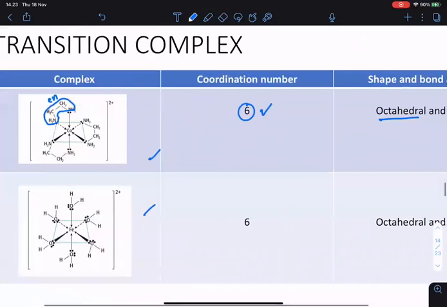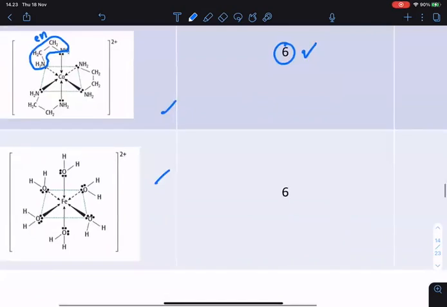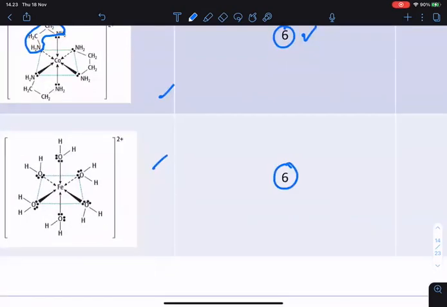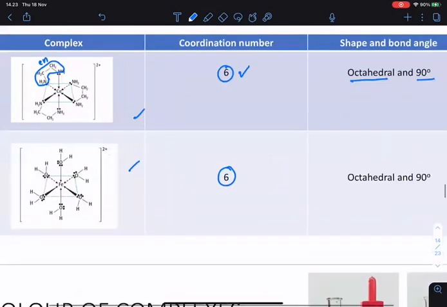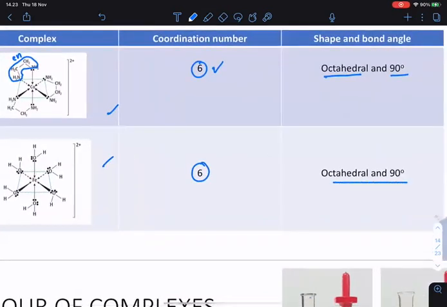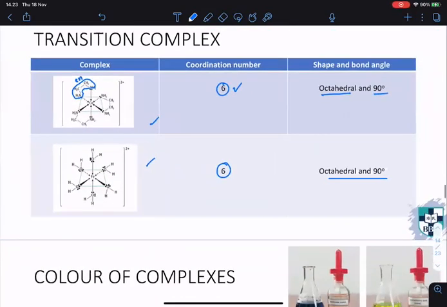You must know how to draw also. So that's why it's there. You can actually check. This one is also common. The coordination number is 6, and what is the shape? The shape is going to be octahedral and 90. So similar stuff being repeated again and again.